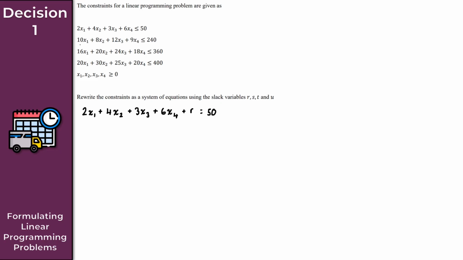Moving on, the next line, I get 10x1 plus 8x2 plus 12x3 plus 9x4. We now introduce one of the slack variables. The next one is s, so plus s. And this is equal to 240. Good stuff. Moving on, the next one, I get 16x1 plus 20x2 plus 24x3 plus 18x4.